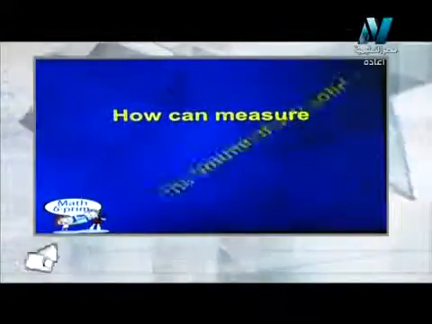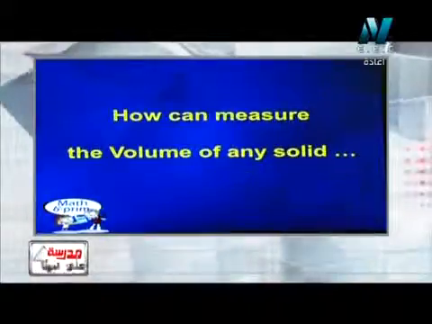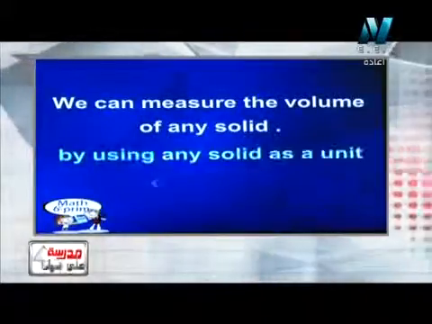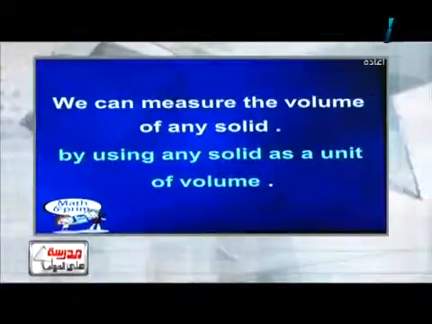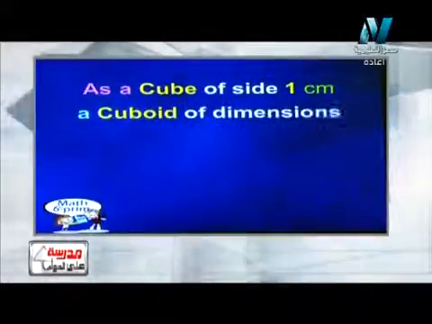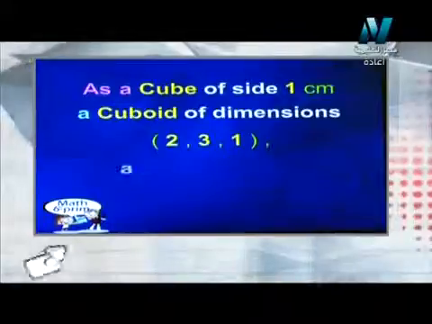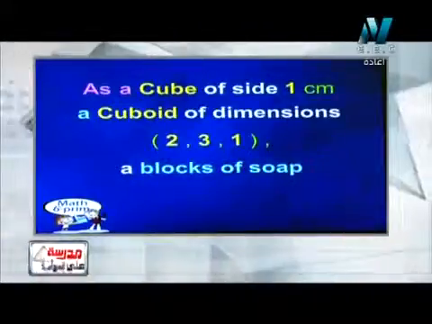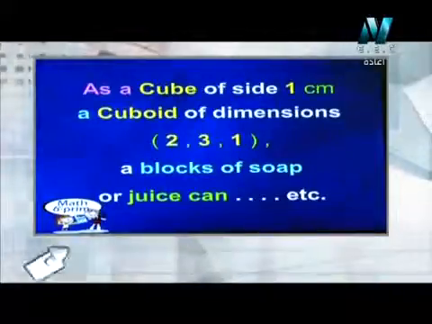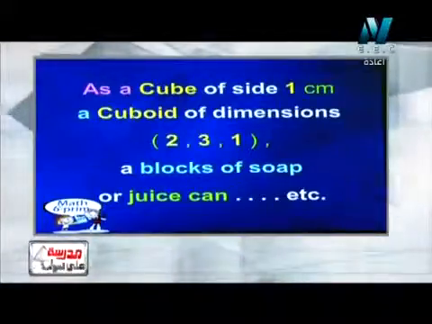Let's study together how we can measure the volume of any solid. First, we can measure the volume of any solid by using any solid as a unit of volume. Like what? Like a cube of side 1 centimeter, a cuboid of dimensions 2, 3, 1, a block of soap, a juice can, and so on. We can consider a juice can as the unit of measuring volume.